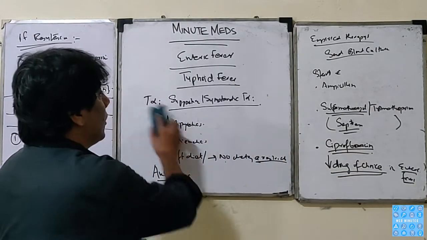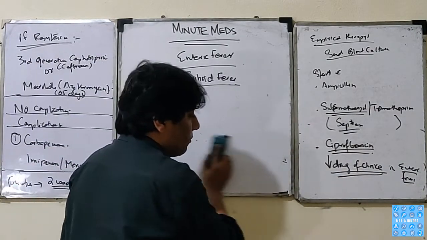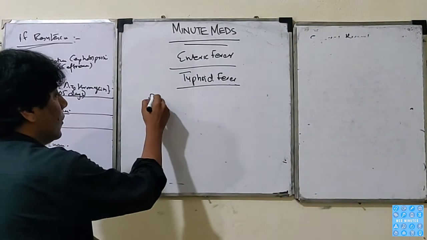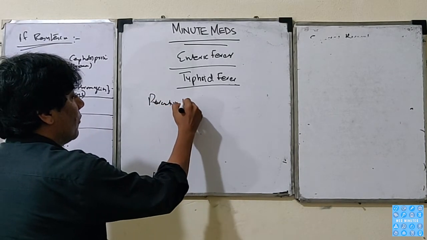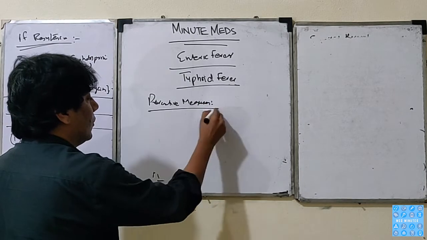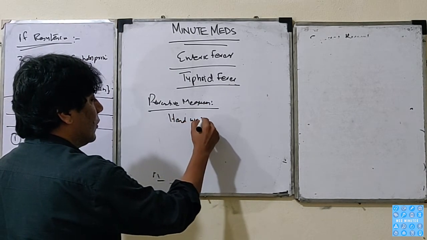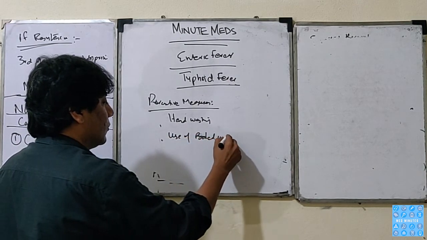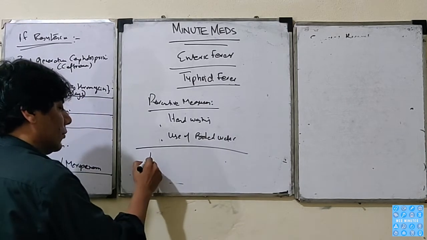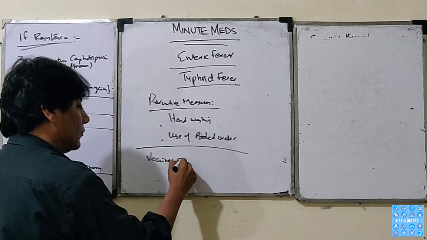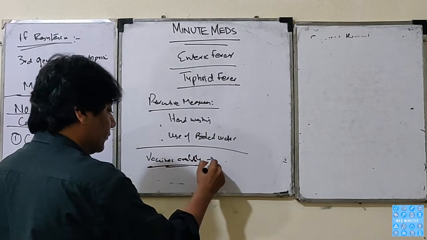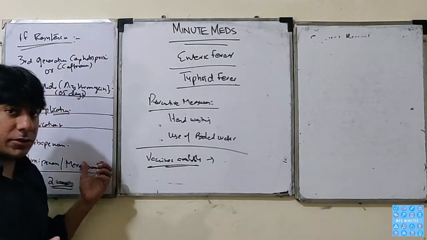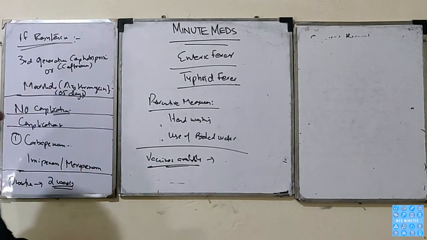Last is, what are the preventive measures regarding typhoid fever? Preventive measures include hand washing and use of boiled water, and we also have vaccines available against typhoid.